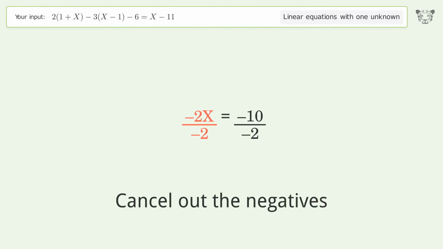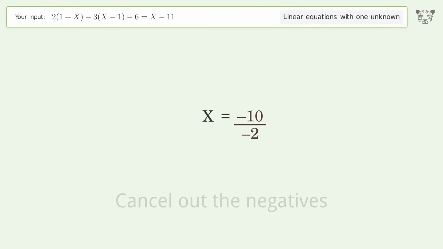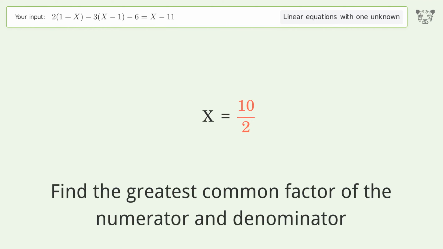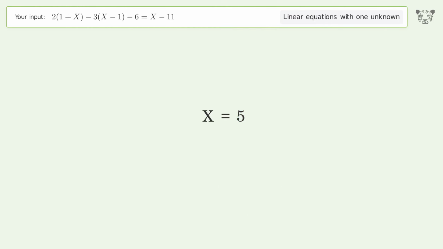Cancel out the negatives. Simplify the fraction. Cancel out the negatives. Find the greatest common factor of the numerator and denominator. Factor out and cancel the greatest common factor. And so the final result is x equals 5.